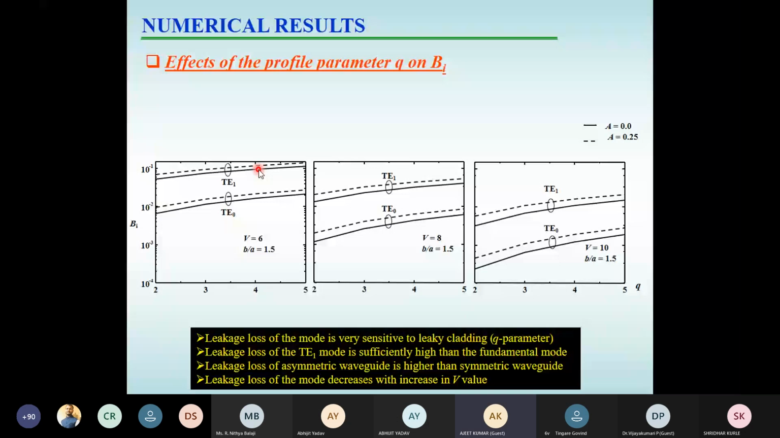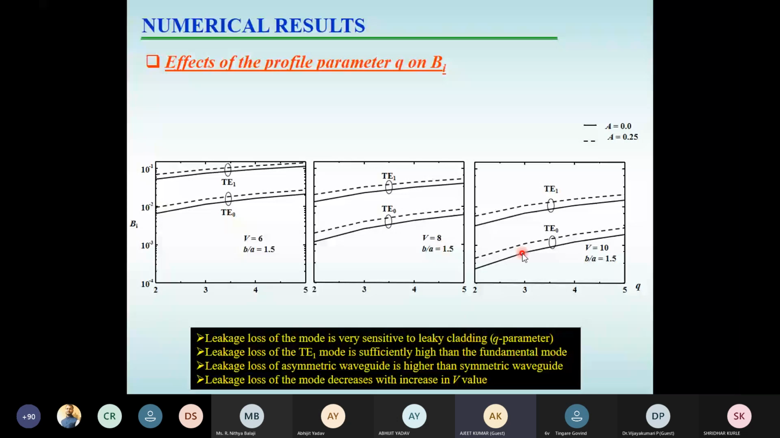The third point, which you can see, is that by changing the V value, the absolute loss is changing. This effect we should know, because at some point, if you have some value of the leakage loss and we want to increase the absolute loss, then we should know the effect of the parameter. Here you can see, by increasing the V value, the absolute loss is decreasing. Why? Because as we increase this V value, more and more power is confined inside the core region, and less field is going into the leaky cladding region. So by controlling the V value, we can control the absolute loss.